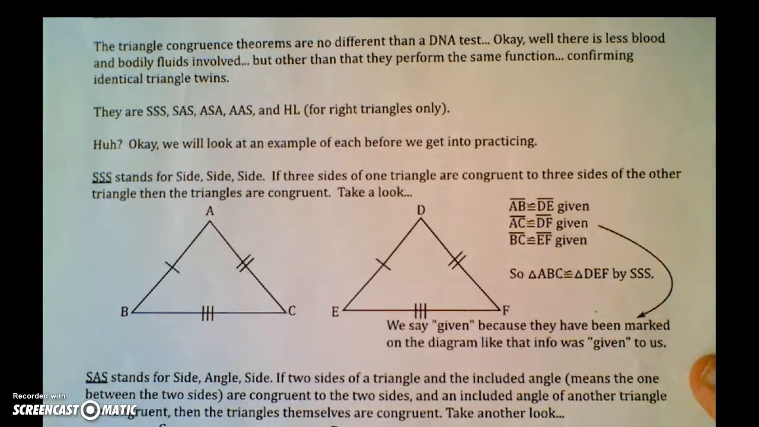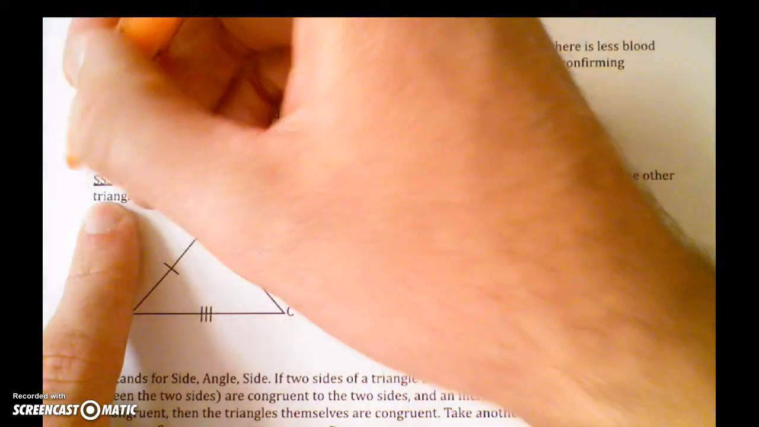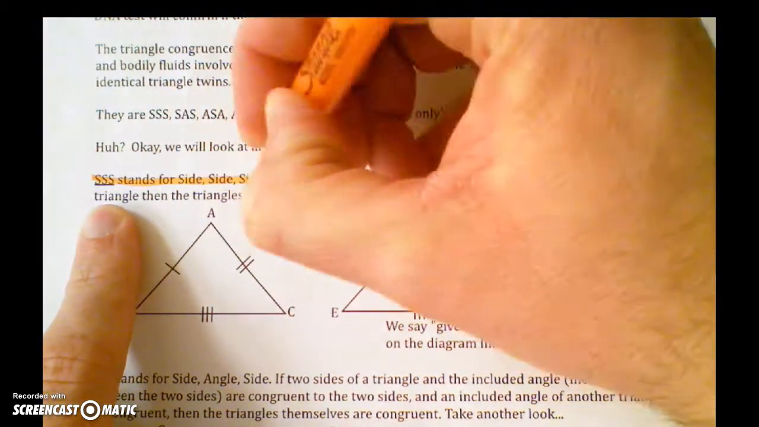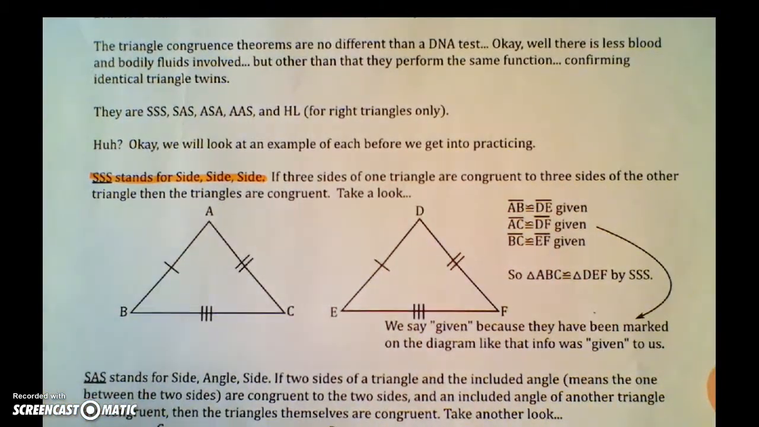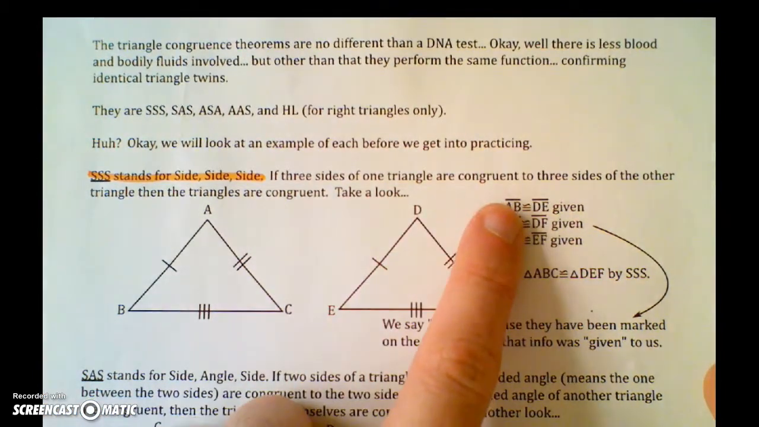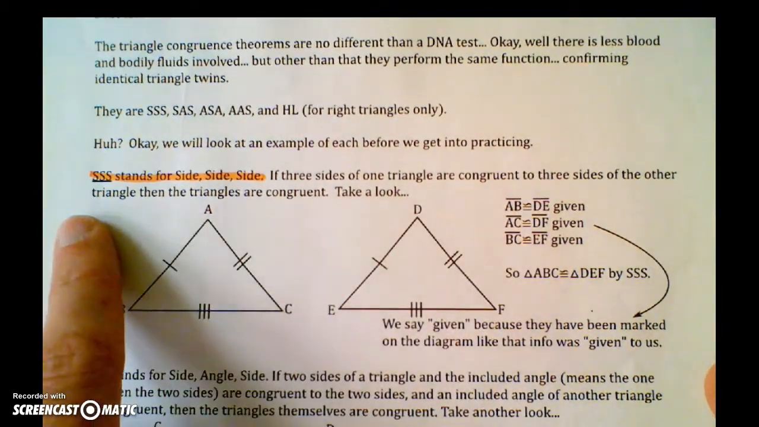The first one is SSS. SSS stands for side, side, side. So what it means is that if three sides of one triangle are congruent to three sides of the other triangle, then the two triangles are congruent. It's like a DNA test proving that they're congruent.